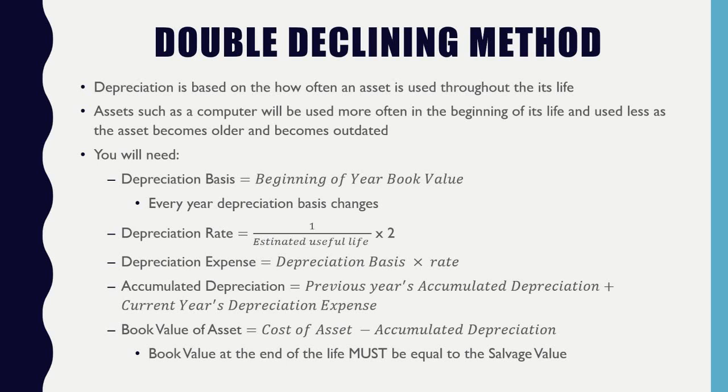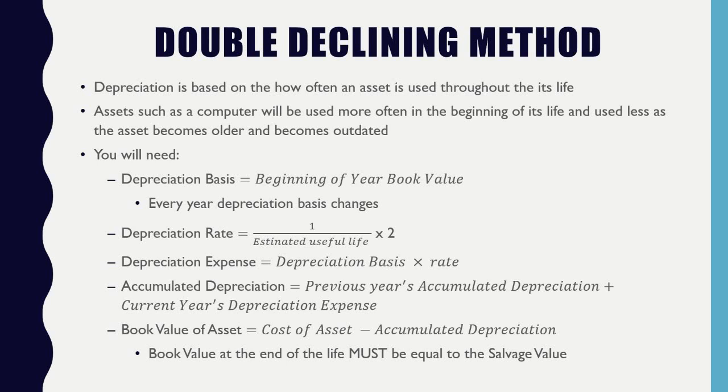So in that kind of case, we are going to be using the double declining method, where because we're using it more frequently in the beginning of its life, you are going to depreciate it twice as much, hence the word double declining. Okay? So in this case, here are the formulas for double declining. First one: your depreciation basis is going to be your beginning of the year's book value. That means every year your depreciation basis is different.